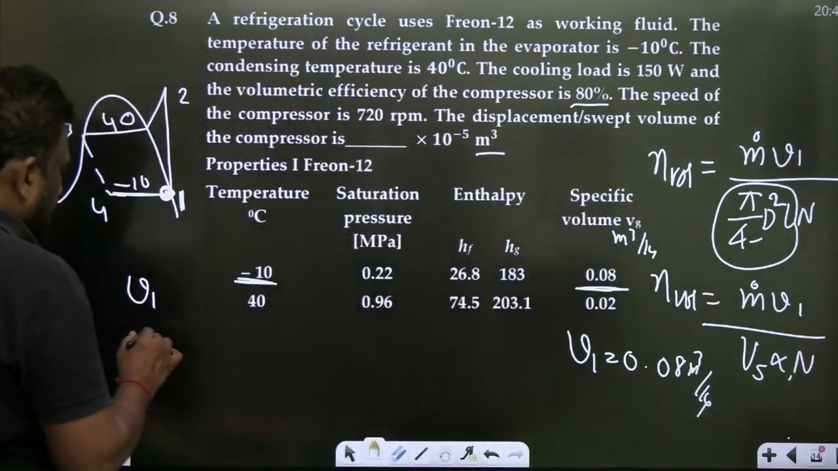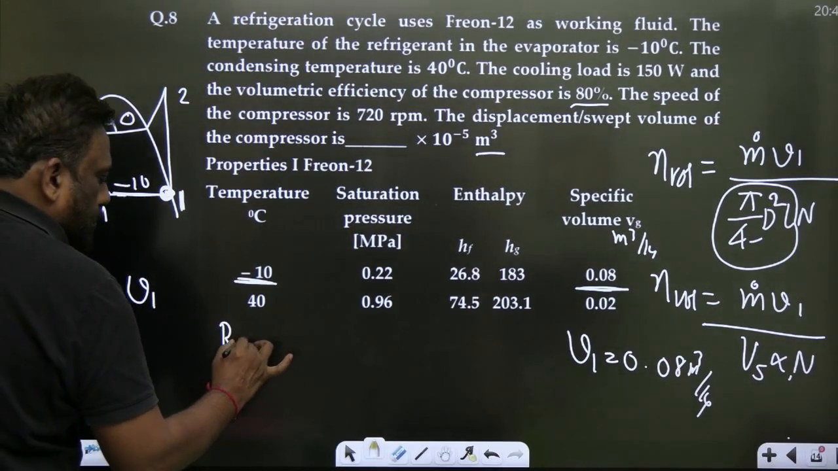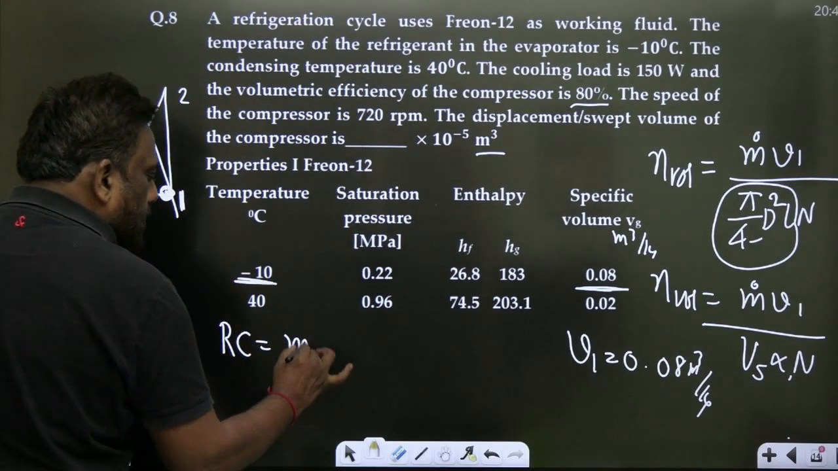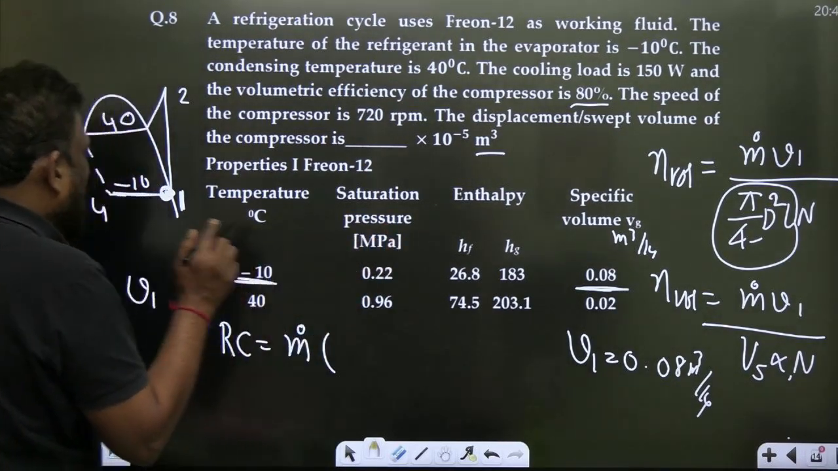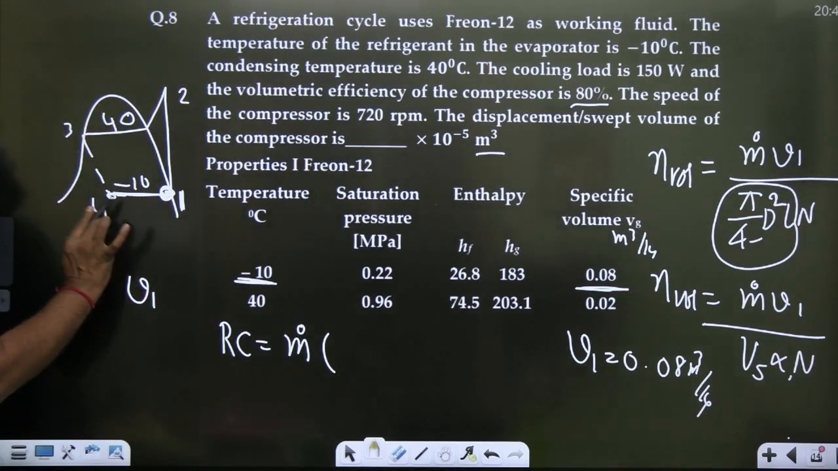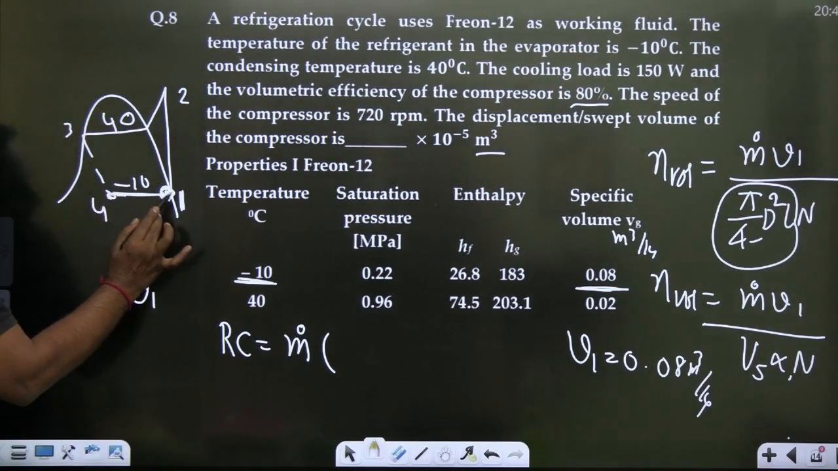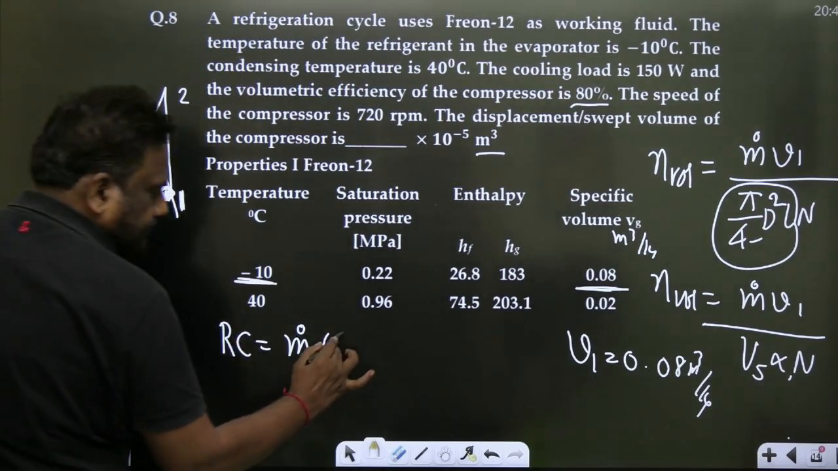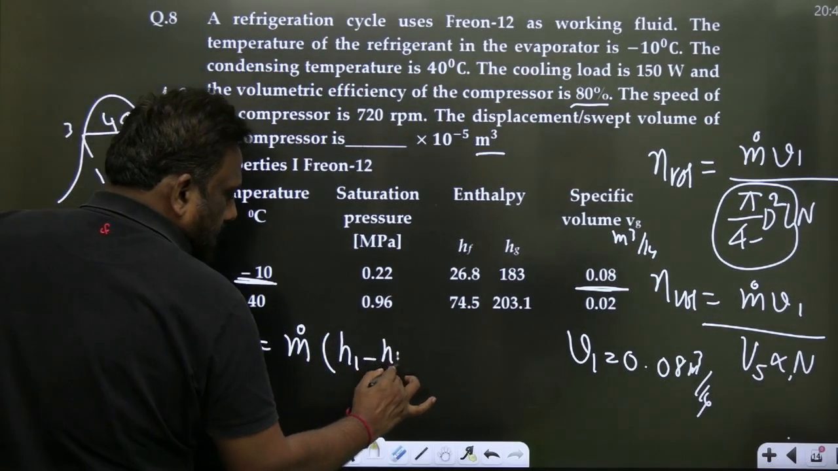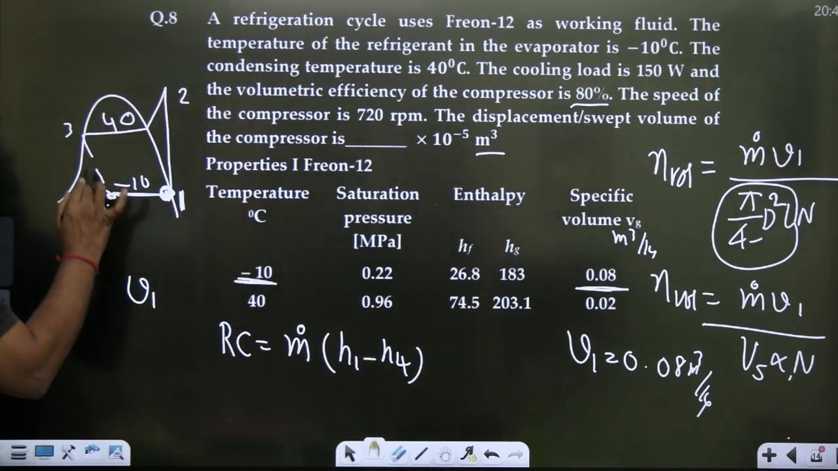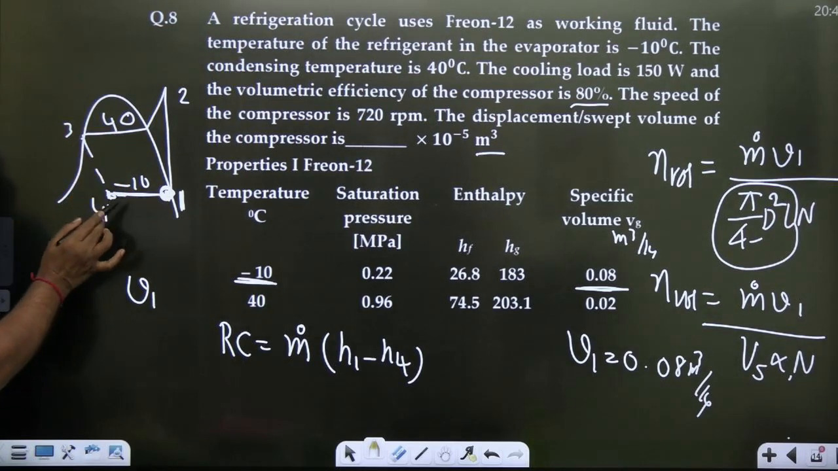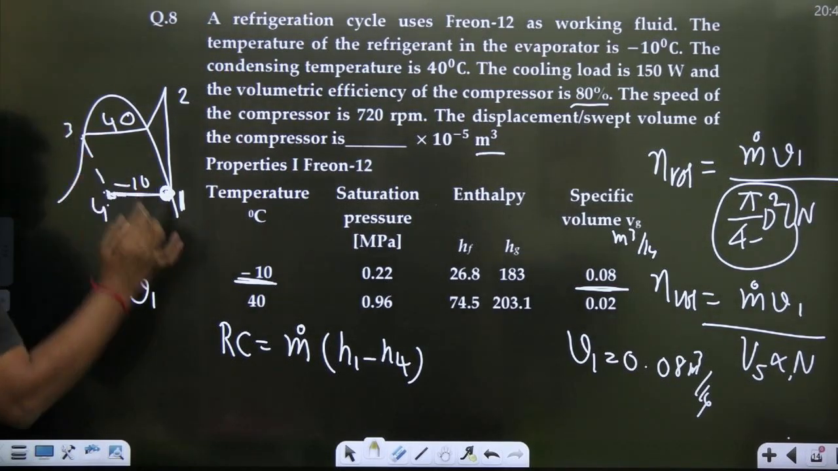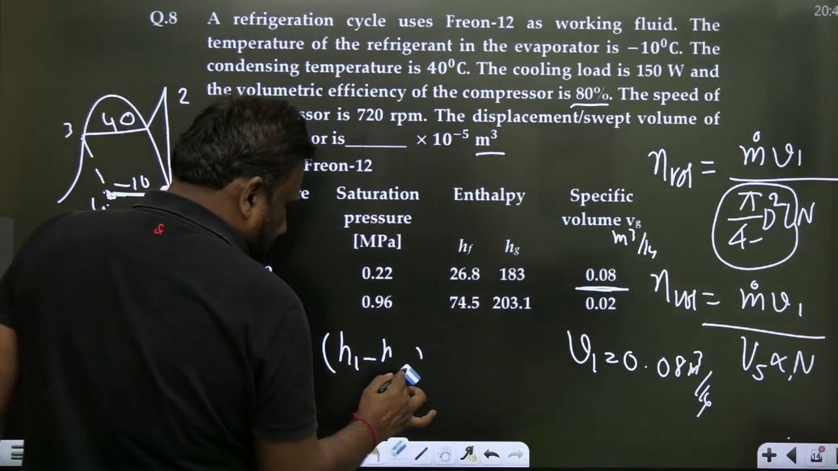Very simple, sir. The refrigeration capacity or the cooling load is equal to m dot into refrigeration effect. What is the refrigeration effect? The refrigerant is absorbing heat from 4 to 1, so it is H1 minus H4. But what is H4? 3 to 4 is throttling, so enthalpy remains the same in throttling. H4 can be written as H3.